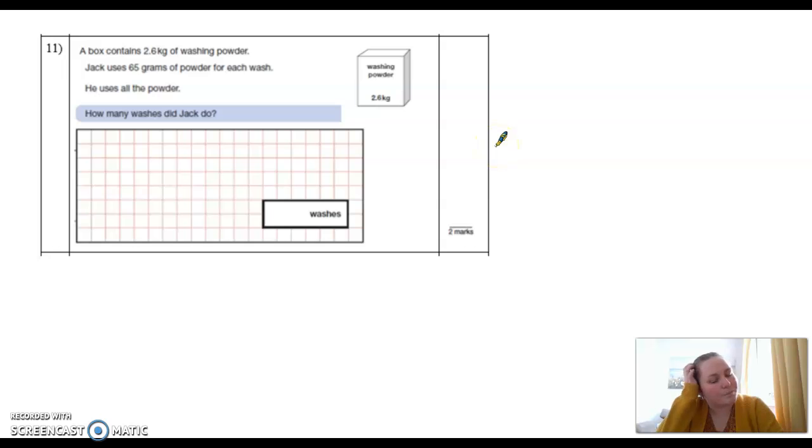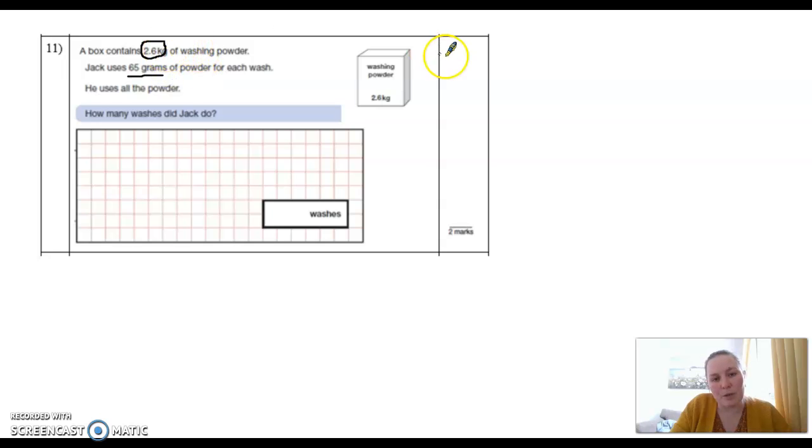Question 11. A box contains 2.6 kilograms of washing powder. Jack uses 65 grams of powder for each wash. He uses all the powder. How many washes did Jack do? So again, he starts with 2.6 kilograms and then he's using 65 grams.